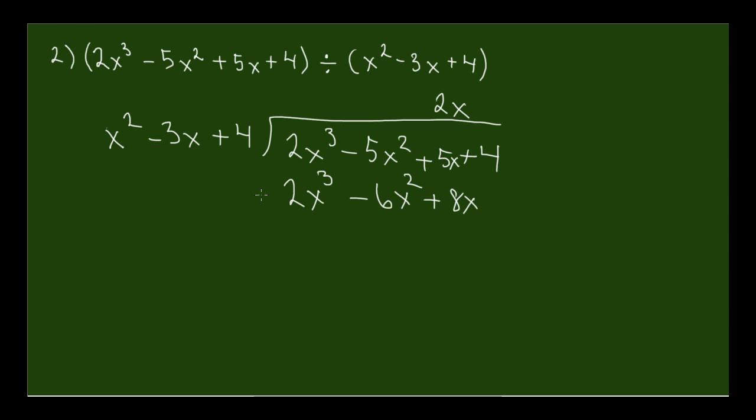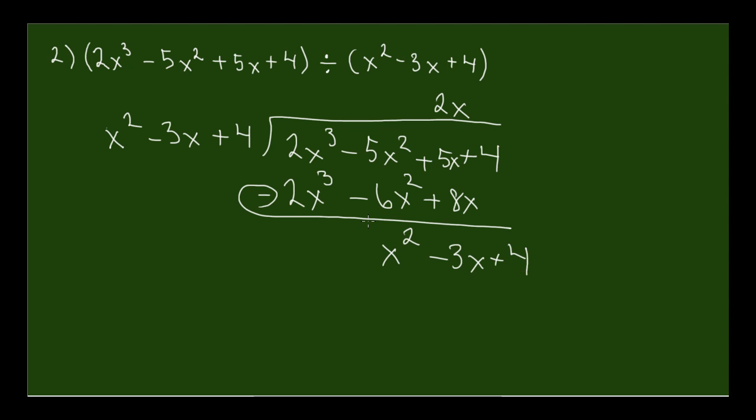Now, we subtract, actually. And that gives us, 2x cubed minus 2x cubed is 0. 5x squared minus 6x squared is just x squared. 5x minus 8x is a minus 3x. And of course we bring down this plus 4.